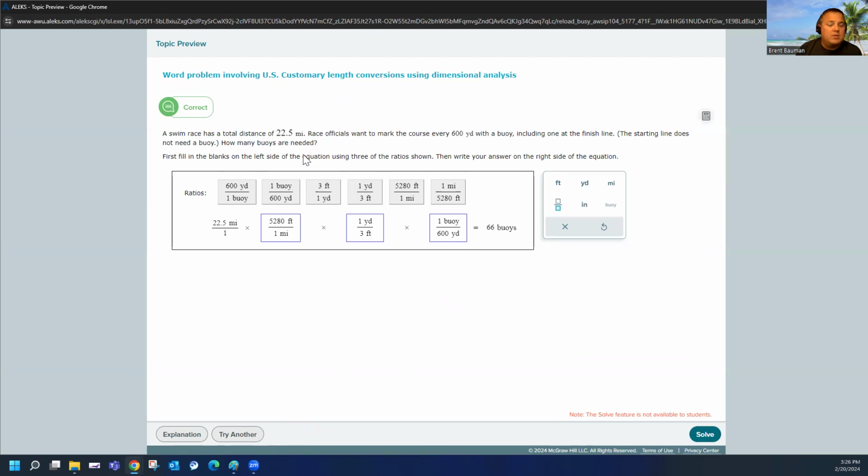There we go. So take your time, set up the ratios so that you can see them cancel, and work your way through. All right, I hope that was helpful for you.